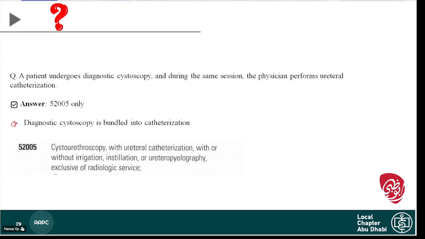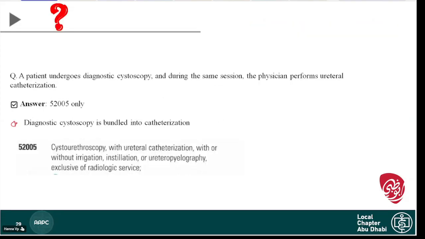A patient undergoes diagnostic cystoscopy. And during the same session, the physician performed urethral catheterization. So guys, the patient undergoes diagnostic cystoscopy, and during the same session, what is the doctor doing here? He performed urethral catheterization also. So guys, the scenario that we discussed before: diagnostic cystoscopy is bundled into the catheterization code. Can you see the answer given here?